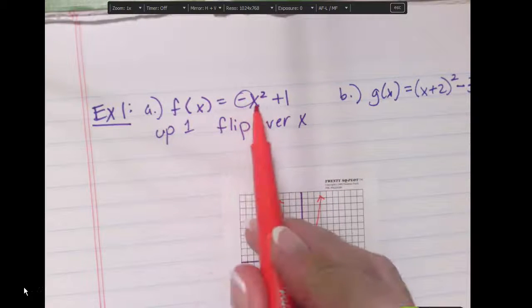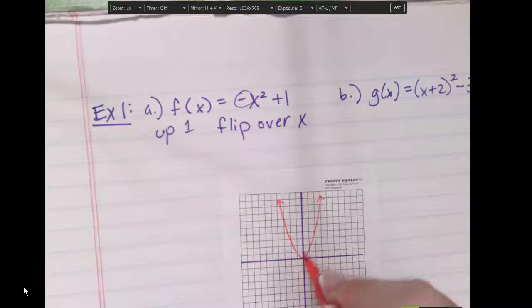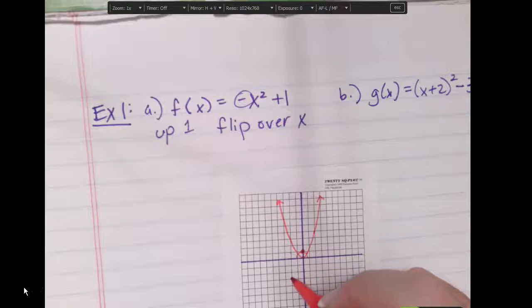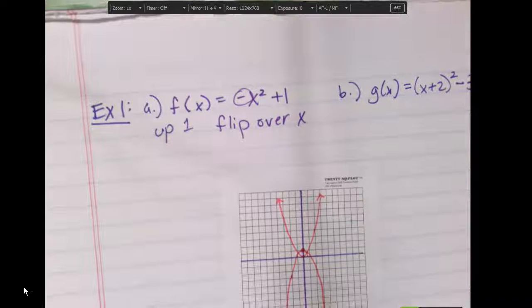So the flip and the up 1. I'm going to move the vertex up 1, and then over 2 and up 4. You see how I keep sketching that same proportion, just so I can keep the opening at the correct width.